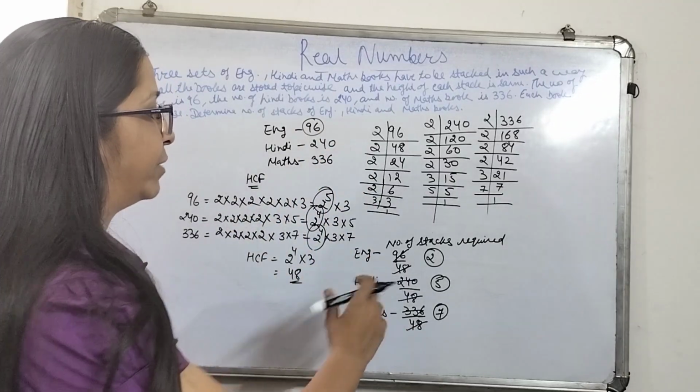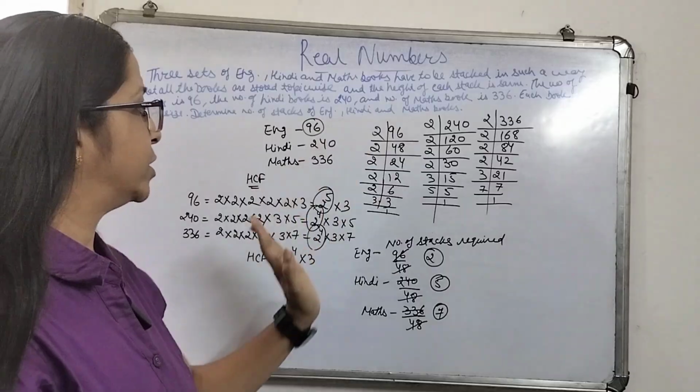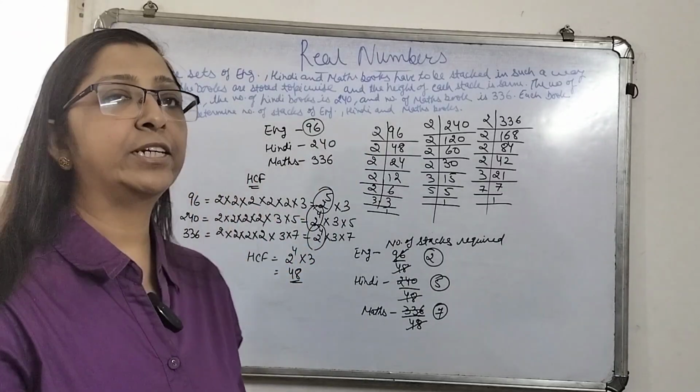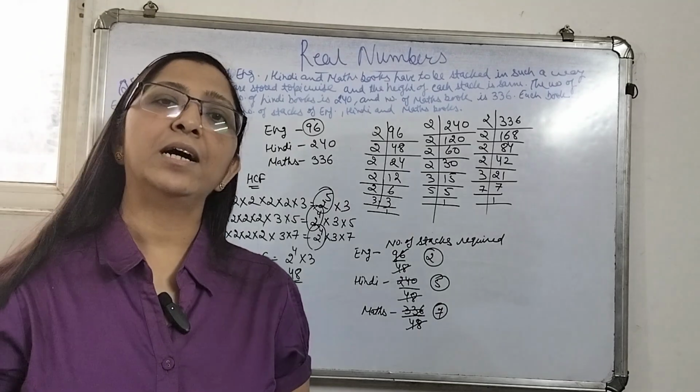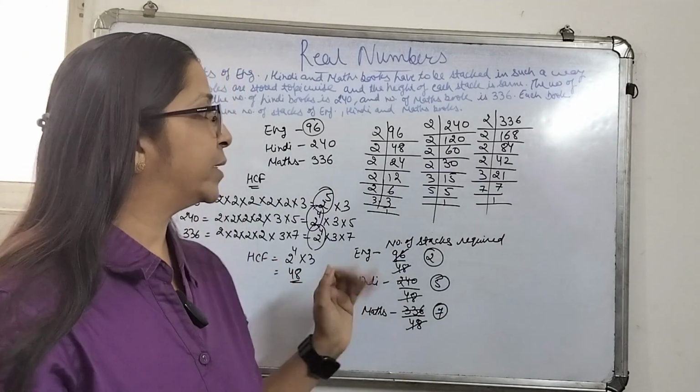So this is how we can find it out, and in these type of questions we have to find the HCF, that is your highest common factor. So these type of questions are generally asked in the board examination. Hope it is clear to you.